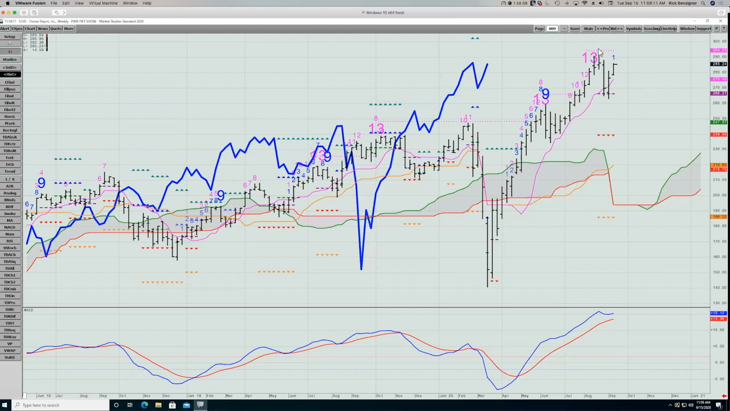Do I want to be buying Home Depot here? Probably not, but at least I know where our stop out level is. We went right to support and turned around from there. So if you break under last week's low, then it has a better chance to pull back.